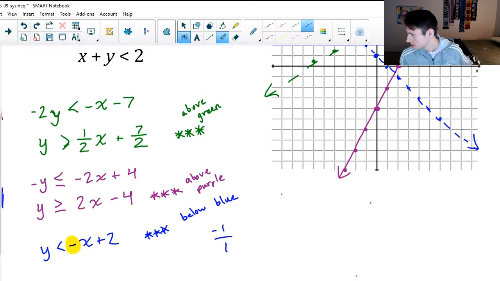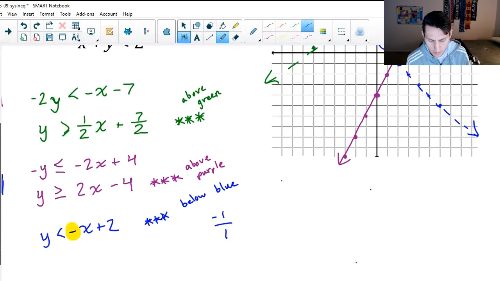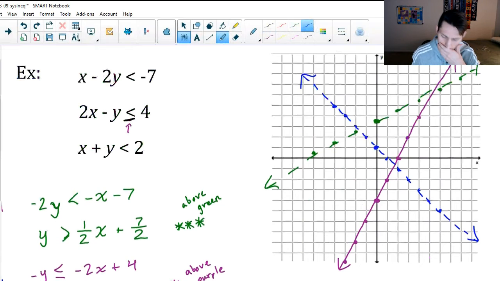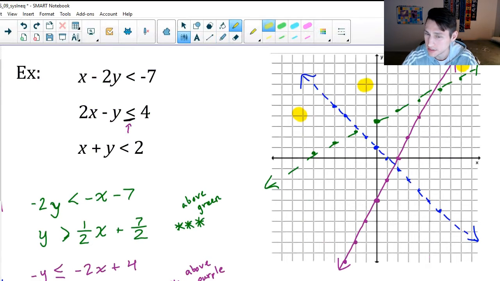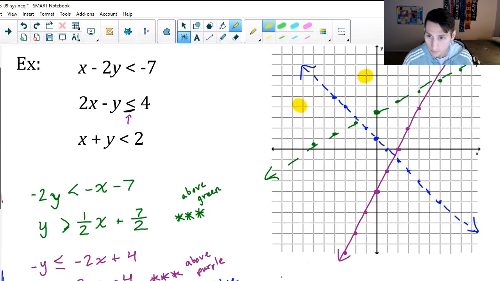You can go about the actual elimination part to decide the region, but these are what I need to be thinking: above green, above purple, below blue. So we can look here. Just being above green tells me it would have to be one of these three. These are the only three that are above green. Okay, well, it also needs to be above purple.